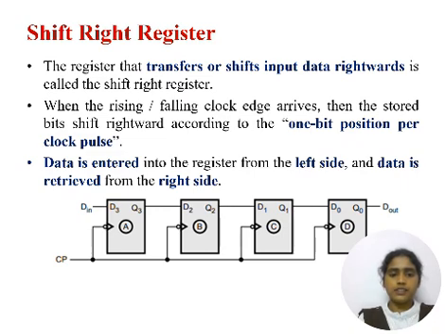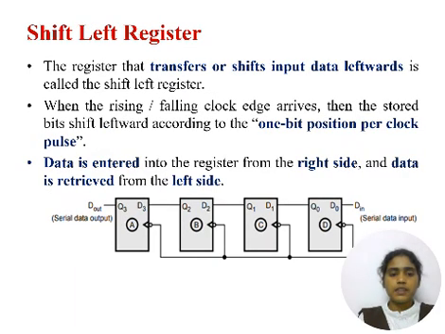Shift right register. The register that transfers or shifts input data rightward is called the shift right register. When the rising or falling clock edge arrives, the stored bits shift rightward by one bit position per clock pulse. Data is entered into the register from the left side and the data is retrieved from the right side.